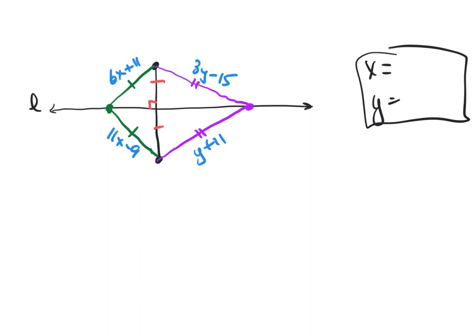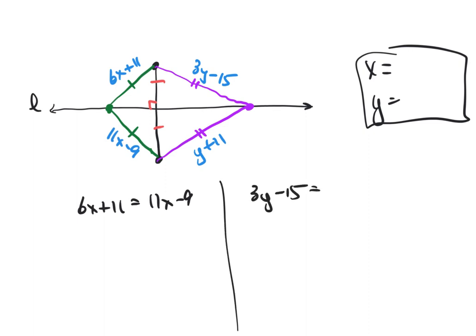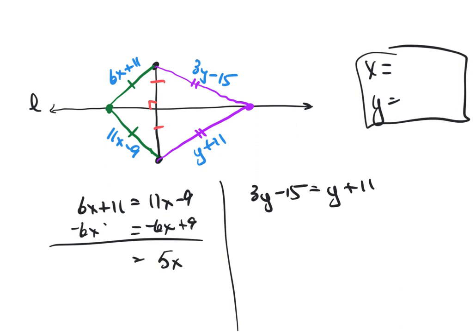The two green segments have to be equal, so therefore you get to say 6x plus 11 is equal to 11x minus 9. The two purple segments have to be equal, so you can say 3y minus 15 is equal to y plus 11. And of course, just simply solve each of the equations. So I'll move the variables to the right, numbers to the left, and divide by 5. So the value for x that makes this true is 4.